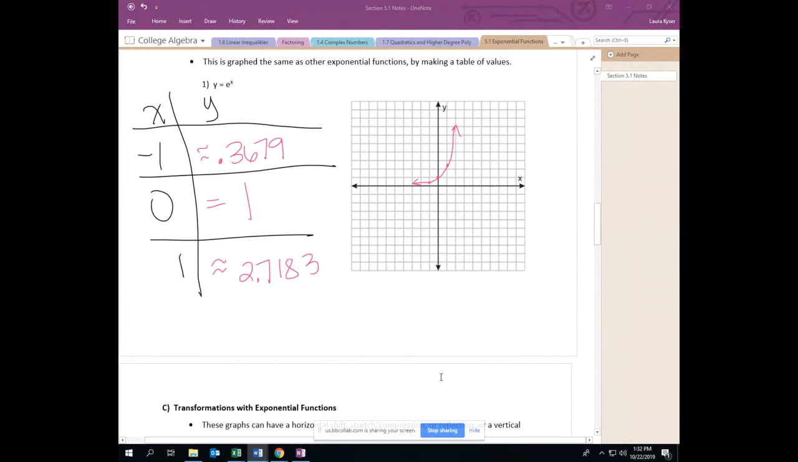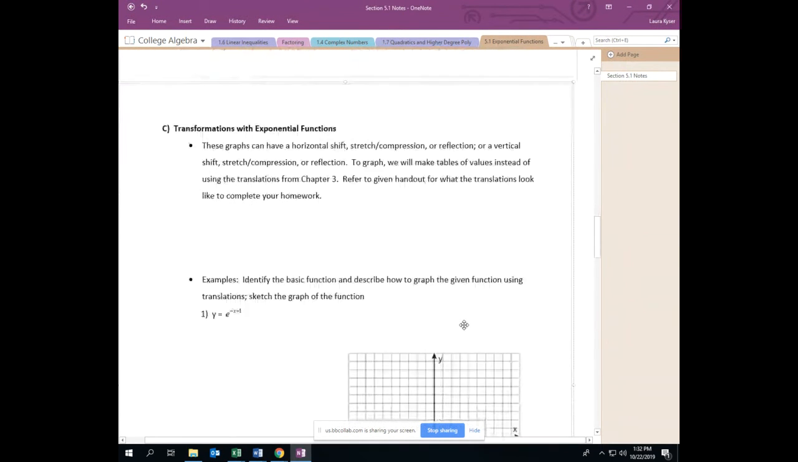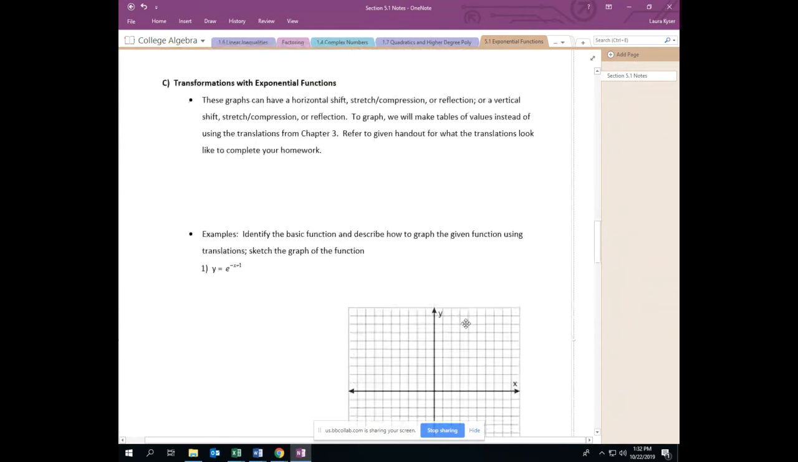Okay, so translations with exponential functions. These are going to have some extra pieces and not just a base raised to the x power. This is where we're going to get into moving these types of curves around the coordinate plane. And we will also see reflections that go over the x-axis.